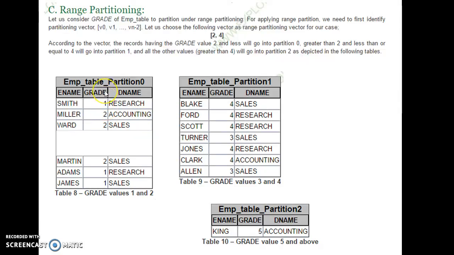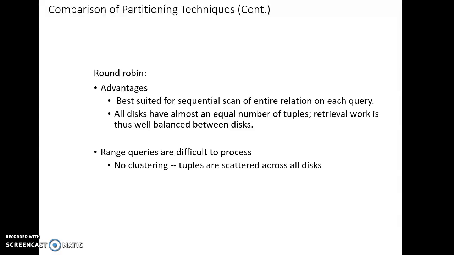Then the range partition. For applying a range partition, we need to first identify the range partition vector. Let us choose 2, 4 as a range vector. According to the vector values, values less than 2 will go into partition 0, values greater than 2 and less than or equal to 4 will go into partition 1, and other values will go into partition 2, as depicted in the following table. Let's briefly see the comparison.